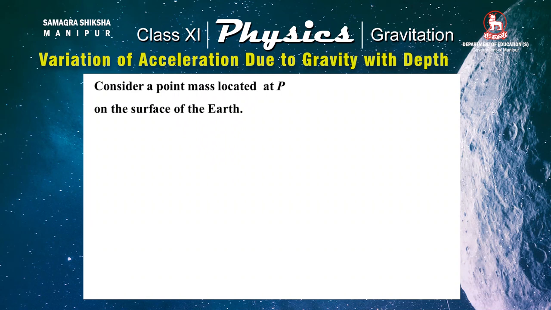Let us see. Consider a point mass located at point P on the surface of the earth. This is the rotational axis, the earth rotates about its axis. The equator is drawn always perpendicular to the rotational axis. So this represents the equator of the earth. If you join the center to the point with a line, the line will trace an angle, a particular angle, which we call the latitude.